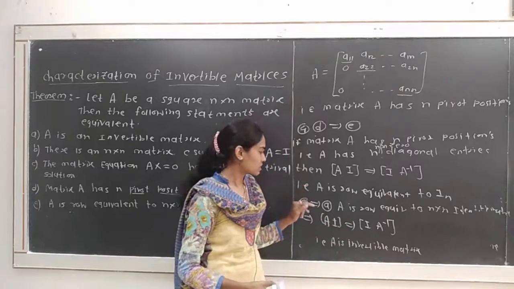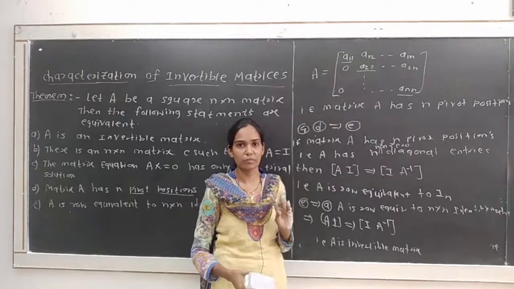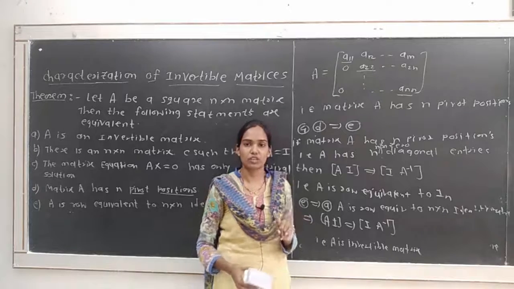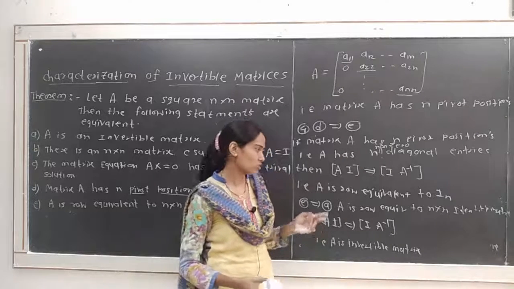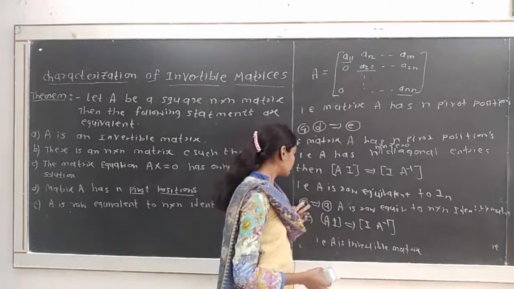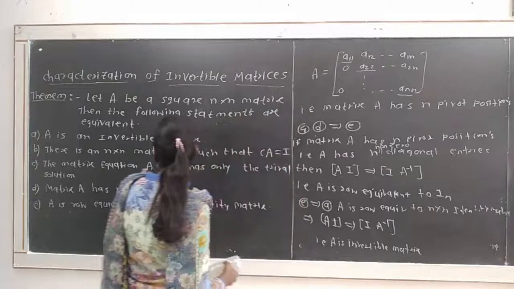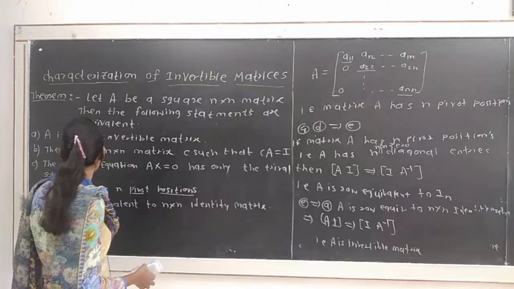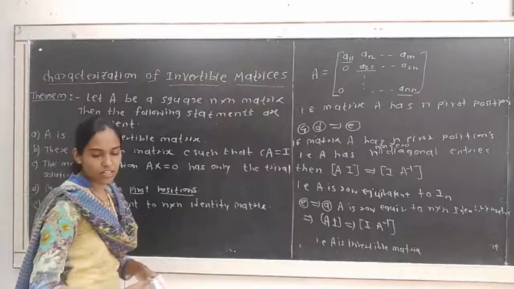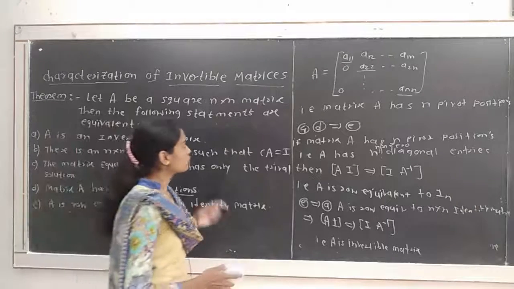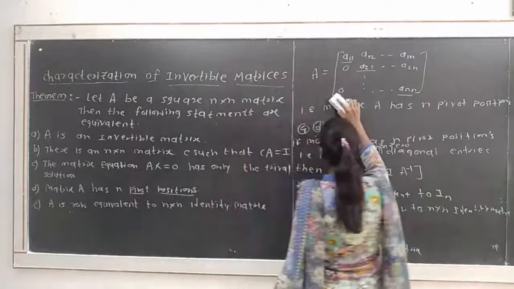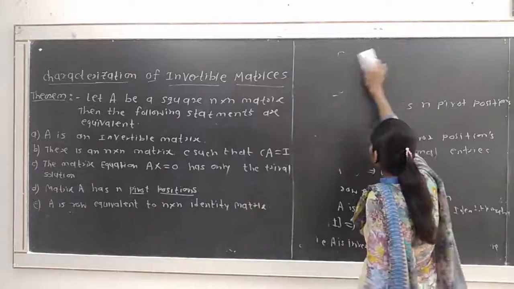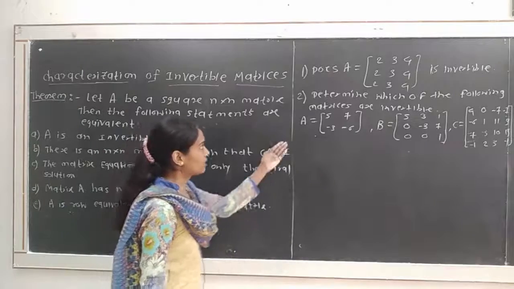Or here we can use directly the theorem we saw in the previous lecture, that an n cross n matrix is invertible if and only if A is row equivalent to the n cross n identity matrix. Using that theorem we can directly prove E implies A. Okay, so in this way we prove A implies B, B implies C, C implies D, D implies E, and lastly E implies A. So all the statements are equivalent. Okay, so using this characterization we will solve some examples. So I write here: examples.